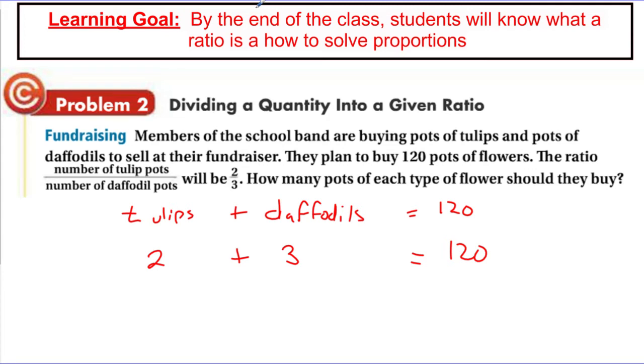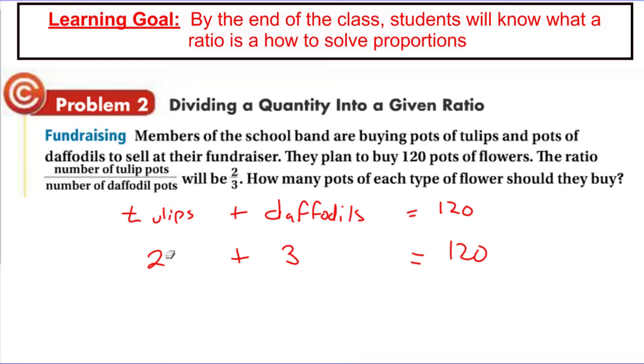So for example, maybe I multiplied this by 5, and maybe I multiplied this by 5. So if I multiply this by 5, I get a 10, and if I multiply this by 5, I get a 15. Well, if I add together 10 plus 15, I don't get 120, so 5 was not the right value. So the issue is we don't know how much we scaled up 2 and 3. We know that it got scaled up in some way, we just don't know what that value is, right?